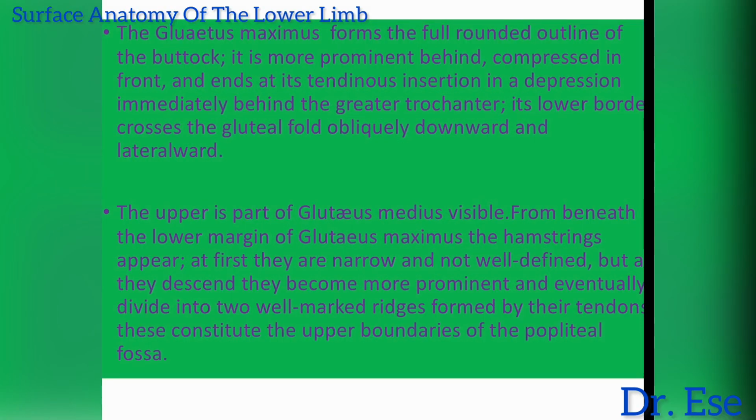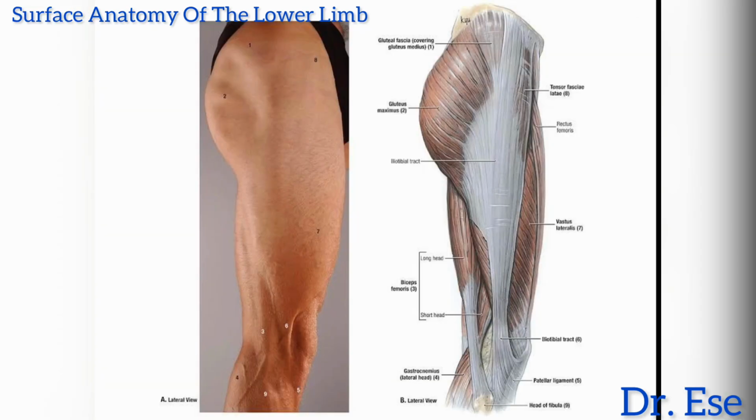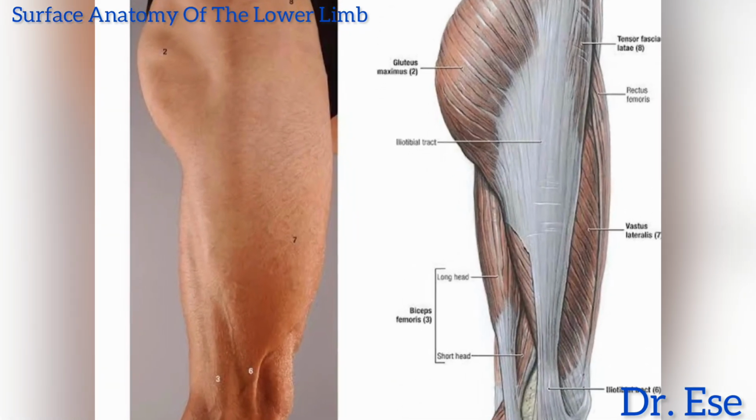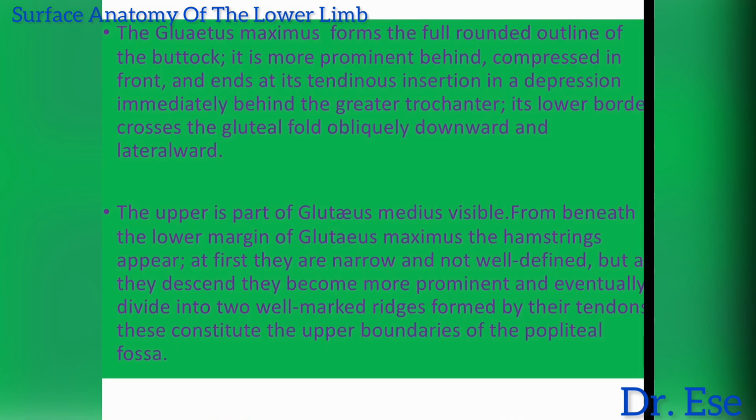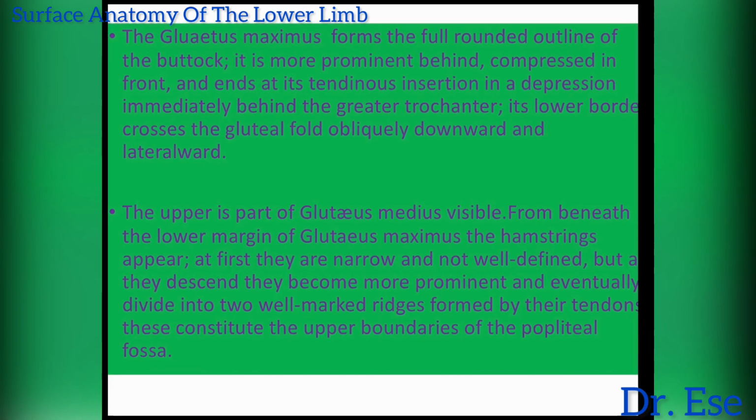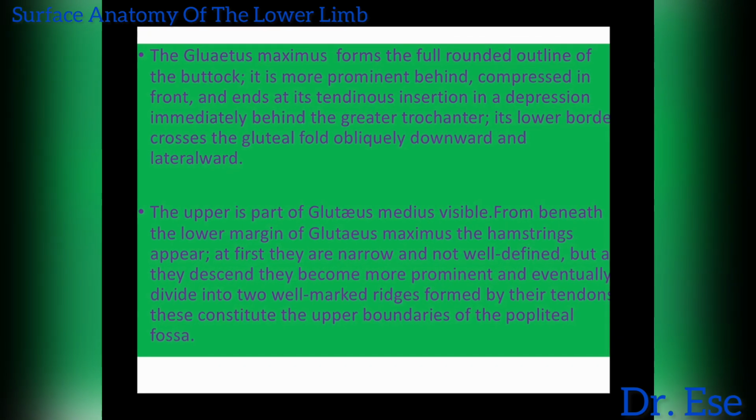From beneath the lower margin of gluteus maximus, the hamstrings appear. At first, they are narrow and not well defined, but as they descend, they become more prominent and eventually divide into two well-marked ridges formed by their tendons. These constitute the upper boundaries of the popliteal fossa.